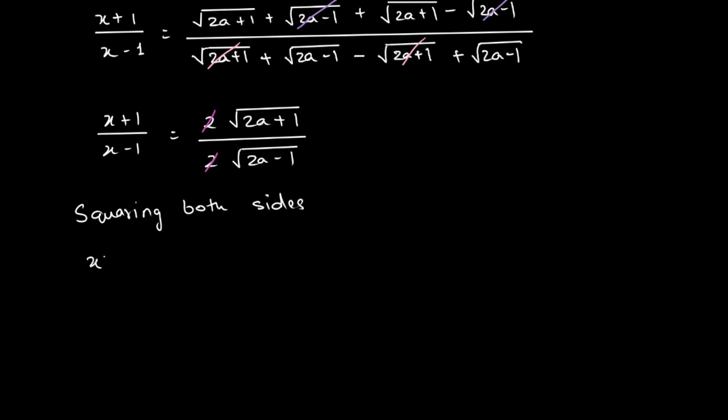Now, the left hand side, when we are squaring it, we have (x+1) the whole square, which is basically x squared plus 1 plus 2x. We are applying the formula of (a+b) the whole square, which is a squared plus b squared plus 2ab. And the denominator is (x-1) the whole square, so x squared plus 1 minus 2x. Here (a-b) the whole square is a squared plus b squared minus 2ab. The numerator on the right, square root and square, gets eliminated, so I have (2a+1) divided by (2a-1).